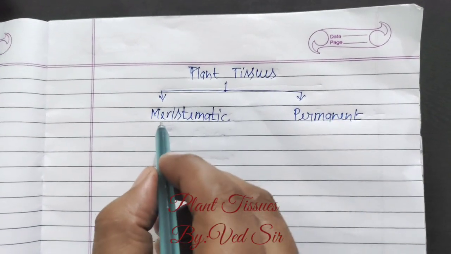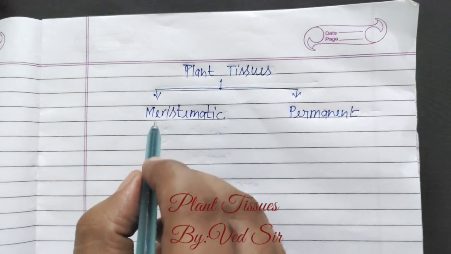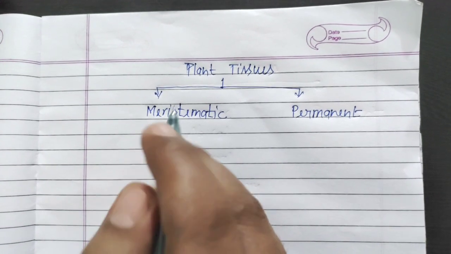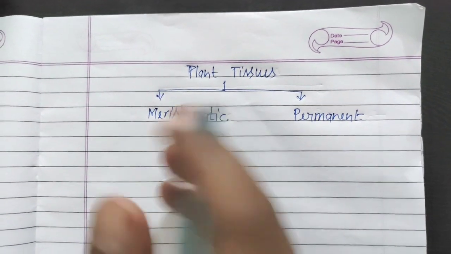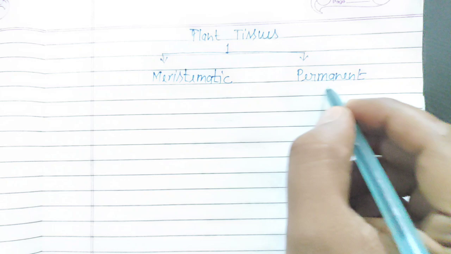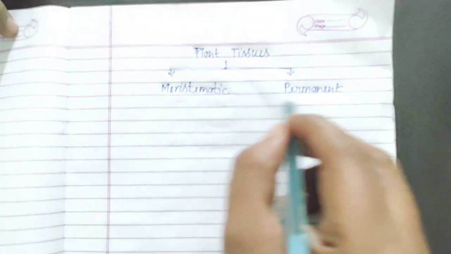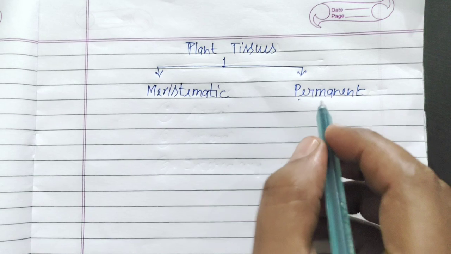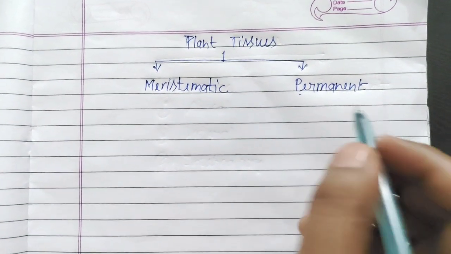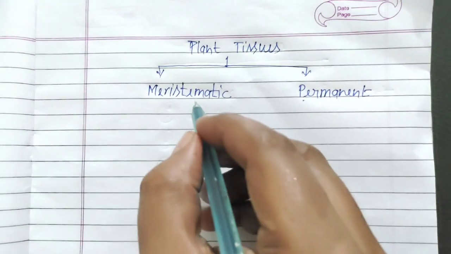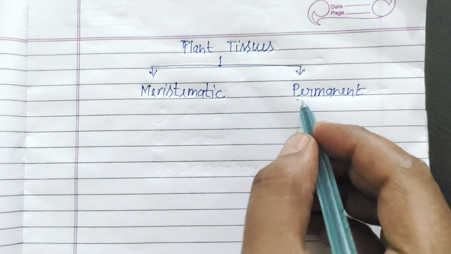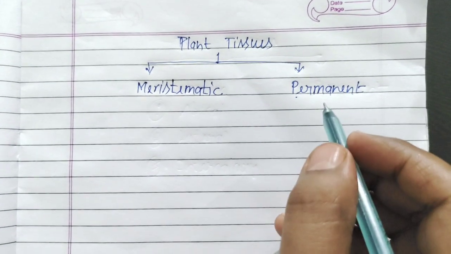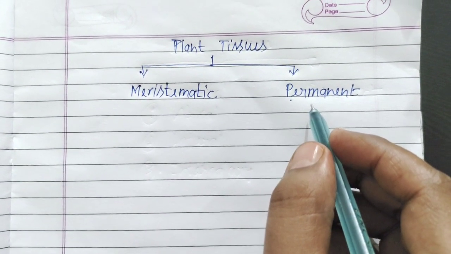Meristematic tissues are the tissues that have a high power of division. They can divide. Permanent tissues are the meristematic tissues which have lost the power of division. They cannot divide. Earlier they were meristematic, but now they are doing a particular function, so they are called permanent tissues.